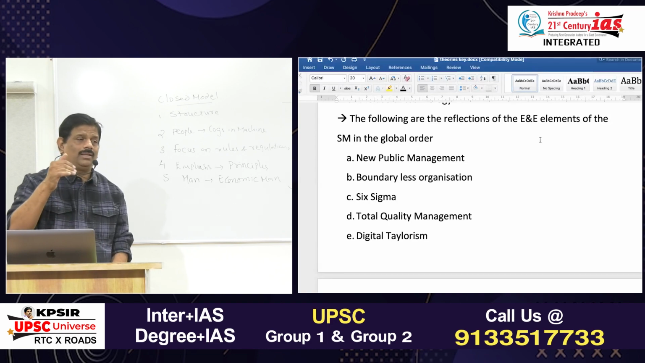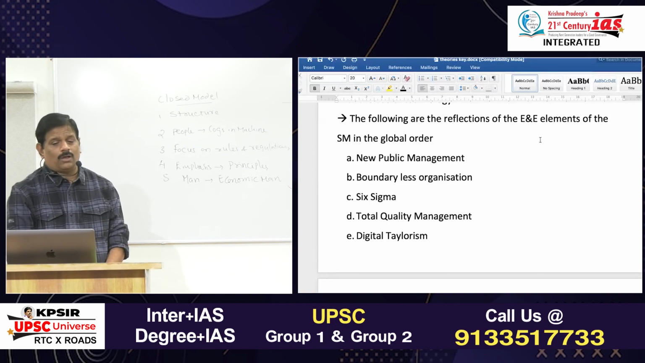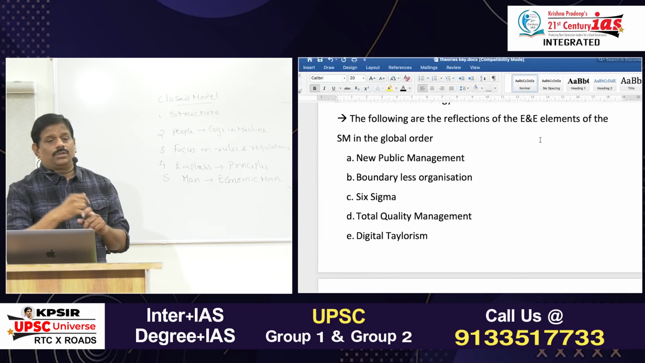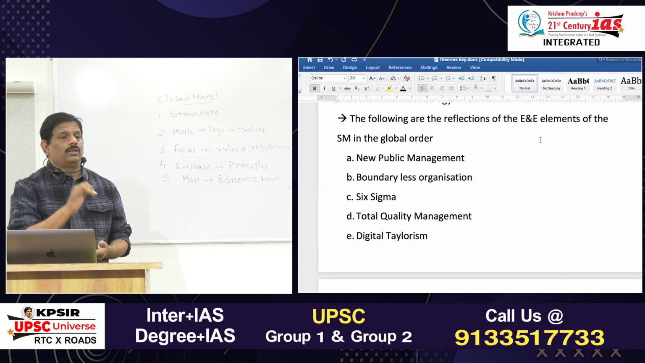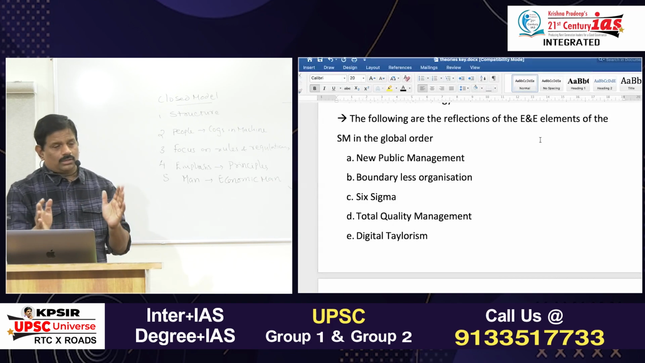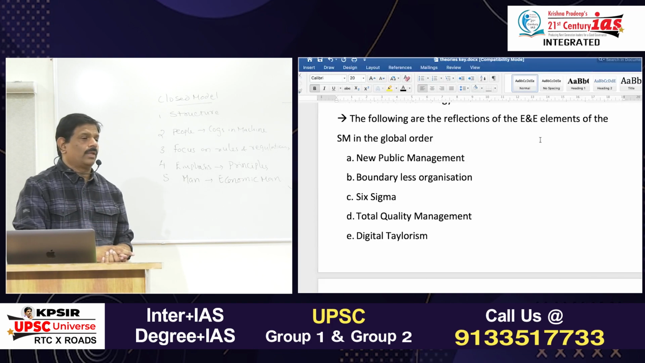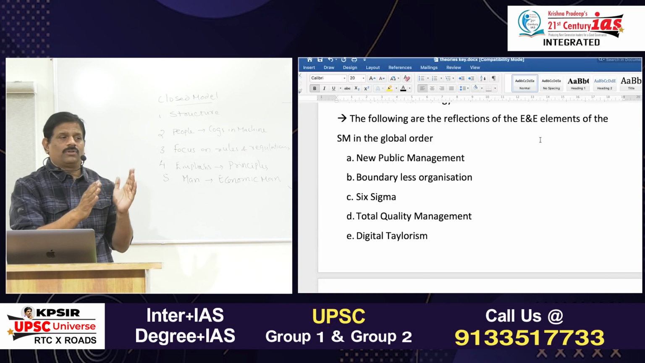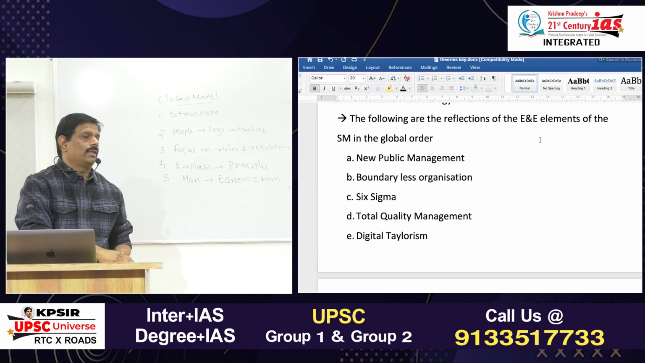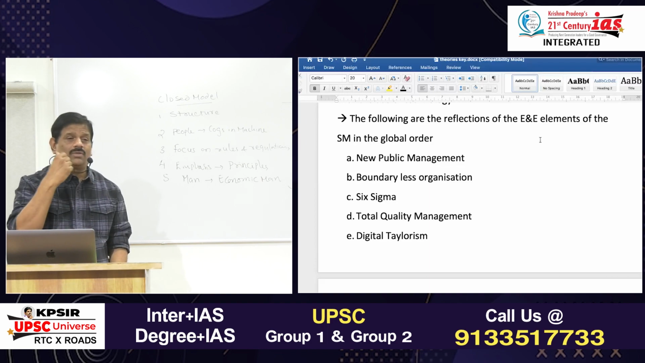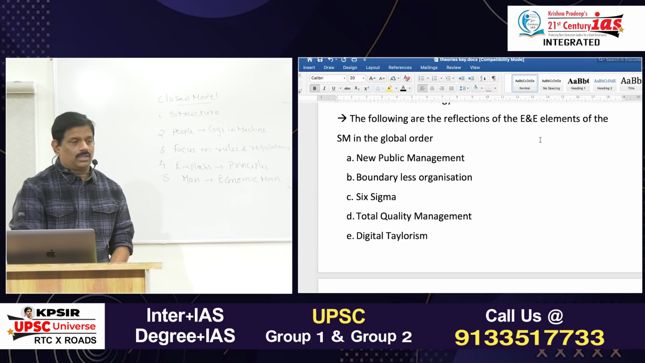In what way have these efficiency and economy been adopted in the scientific management principles? One is new public management. New public management is also known as neo-Taylorism. Scientific management is fundamentally meant for the private organizations. New public management is meant for the government organizations. Adoption of the private managerial techniques in the public sector is the new public management.